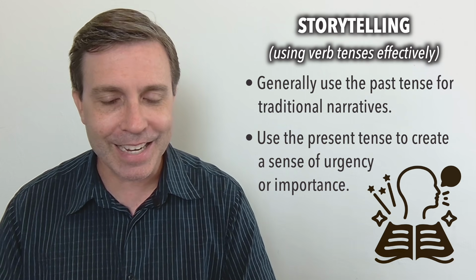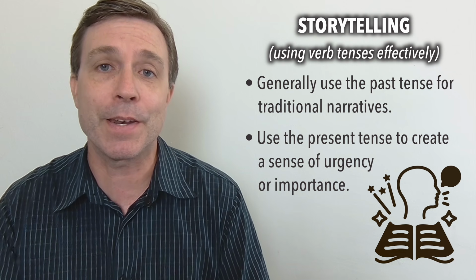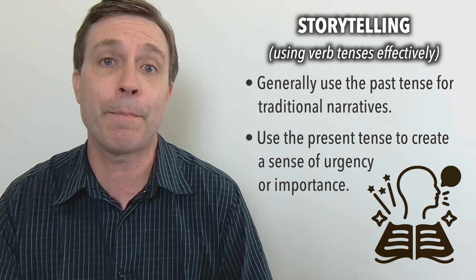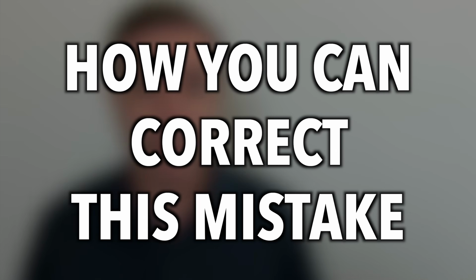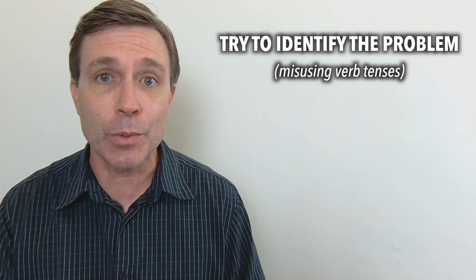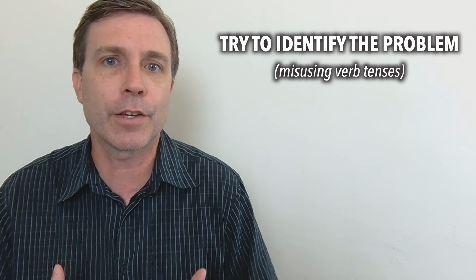However, like I just said, most of the time when you're talking about things that happened in the past, which most stories do, you're going to use the past tense. So how do you correct this? The one thing you really need to do is identify if you're accidentally using present tense verbs when talking about the past. And I think there are two ways to do this.